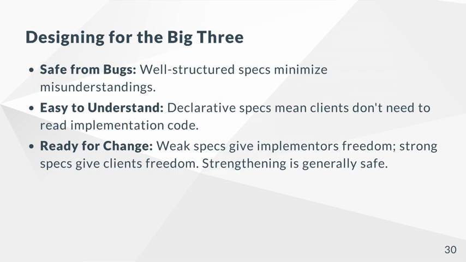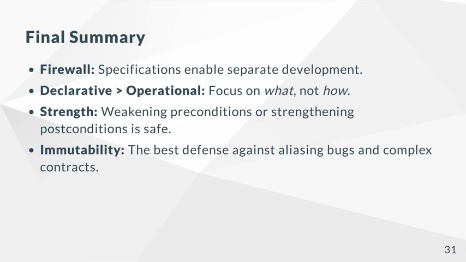In summary, well-designed specifications are the foundation of professional software construction. They keep code safe from bugs, easy to understand, and ready for change. A specification is a firewall that enables separate development. It allows the implementer to improve their code and the client to change how they use it, as long as they both respect the contract. Declarative is almost always better than operational, and immutability is your best defense against the complex, dangerous bugs caused by aliasing and mutable objects.